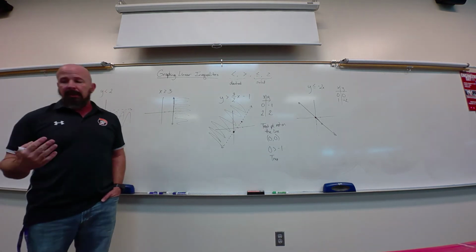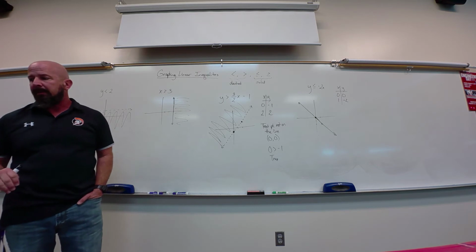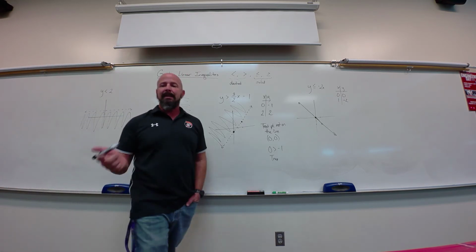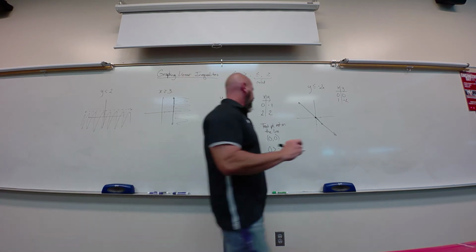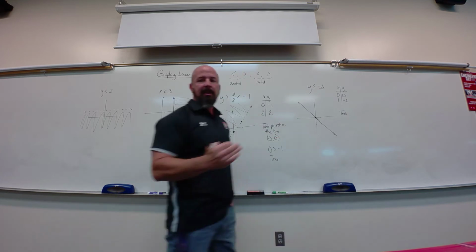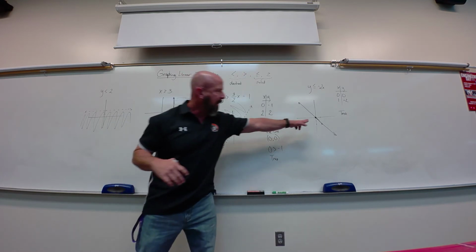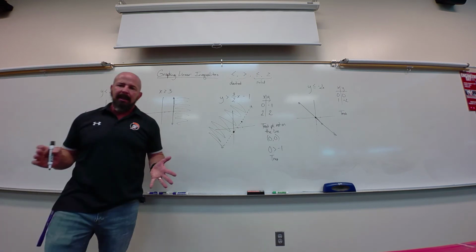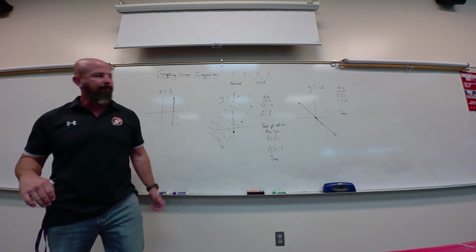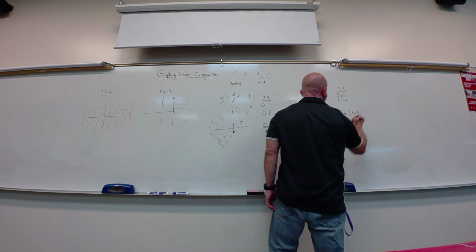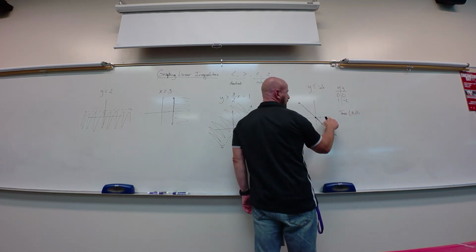I'm going to shade one side versus the other and see which side is going to be true. I need to pick a test value. Remember, the test point cannot be on the line. So this would be a situation where I can't pick 0, 0 because that's sitting on the line. I need to pick something else. It doesn't matter what, I just can't be on the line. So I'm going to test 3, 0. 3, 0 is sitting out here.